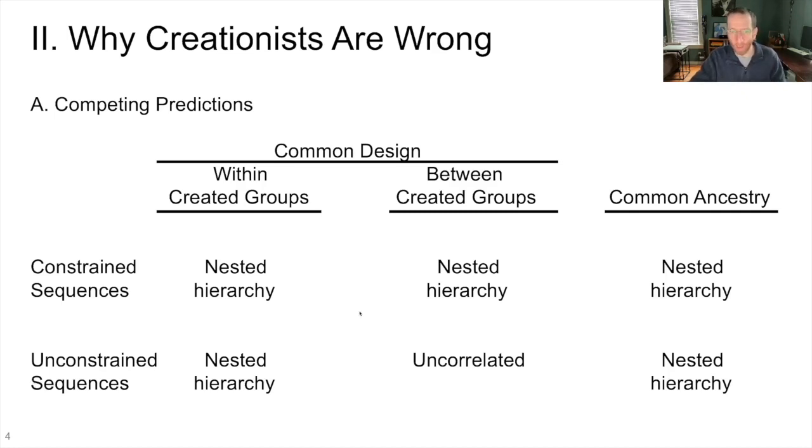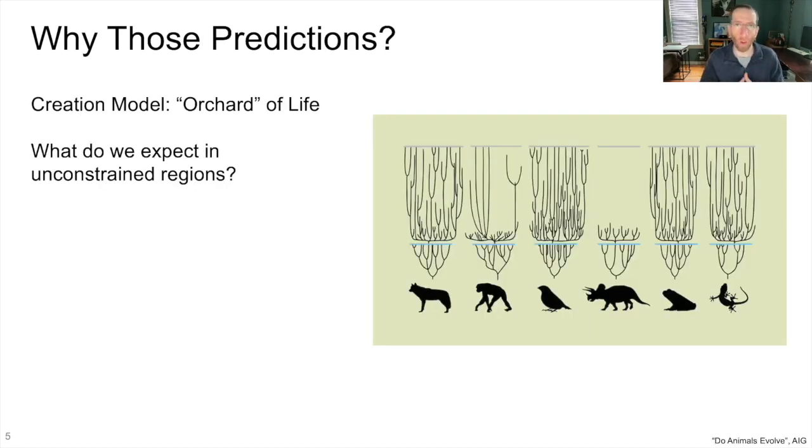Now, I want to dig in a little more into this to make sure we're all on the same page before we test these predictions. So why are these our specific predictions? Well, the creation model that we're working with here could be called the orchard of life, as opposed to the tree of life for universal common ancestry. And the question we want to address is, what do we expect in the unconstrained regions? This figure from AIG is going to help us explain.